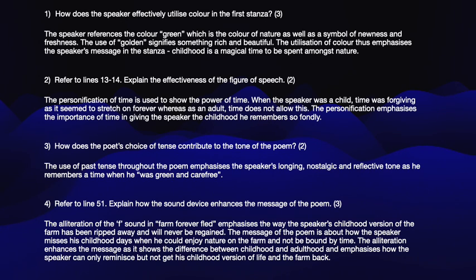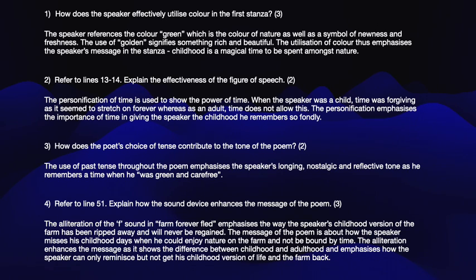So firstly, how does the speaker effectively utilize colour in the first stanza? The speaker references the colour green, which is the colour of nature, as well as a symbol of newness and freshness. The use of golden signifies something rich and beautiful. The utilization of colour thus emphasizes the speaker's message in the stanza: childhood is a magical time to be spent amongst nature.